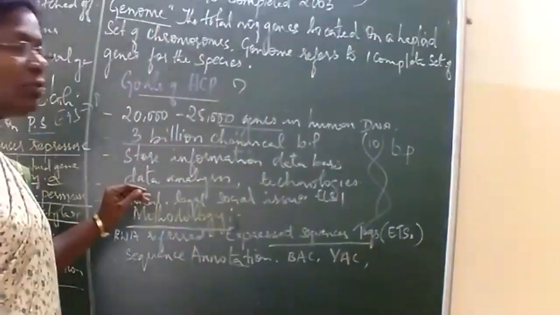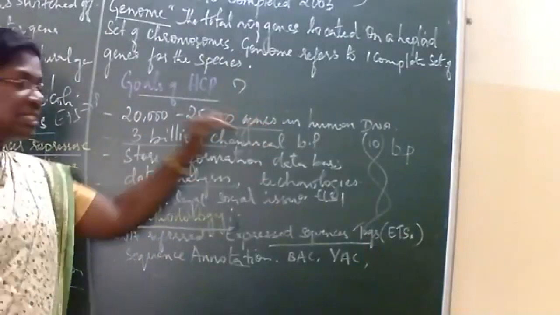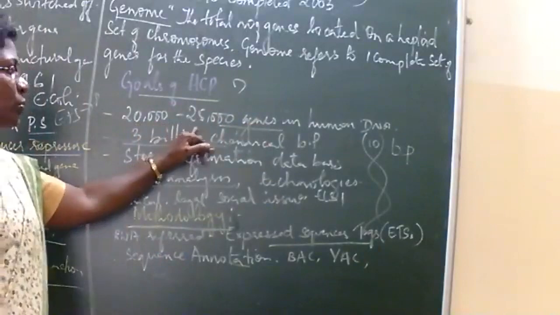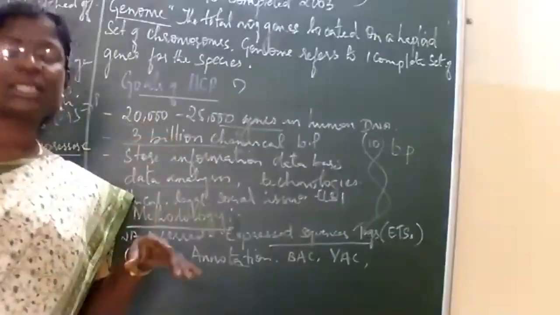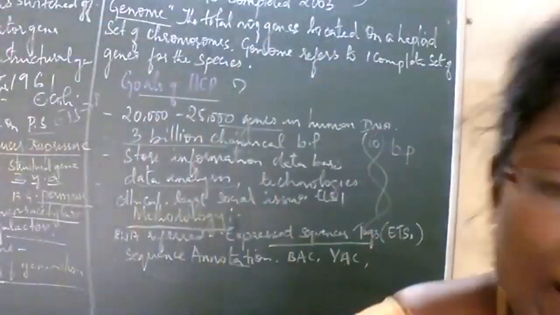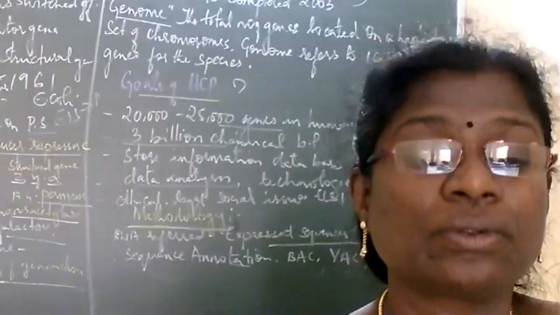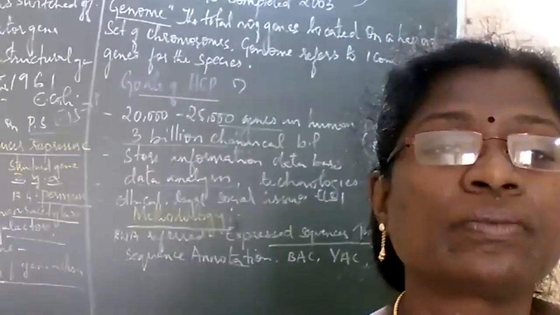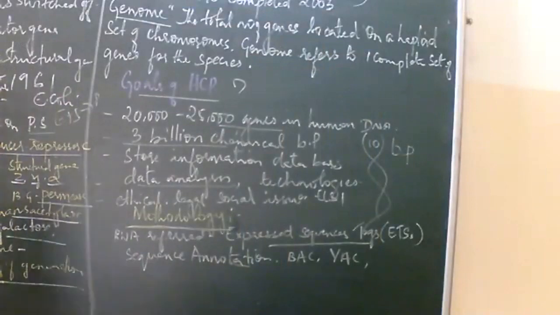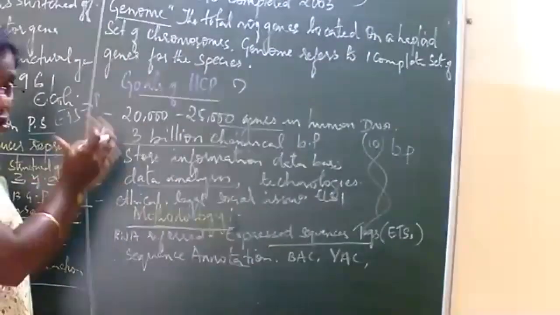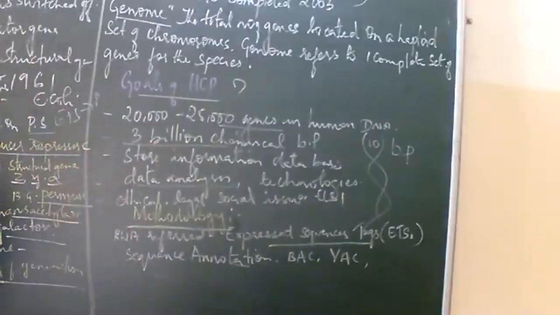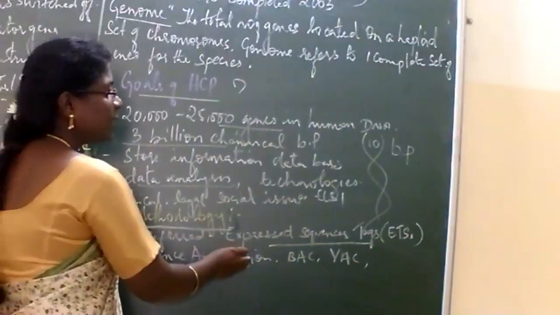We told approximately human bodies have 20,000 to 25,000 genes. Again, it has 3 billion chemical base pairs. So 3 billion base pairs, that is all approximate. Whatever is being expressed is expressed in the form of RNA, referred to as expressed sequence tags.